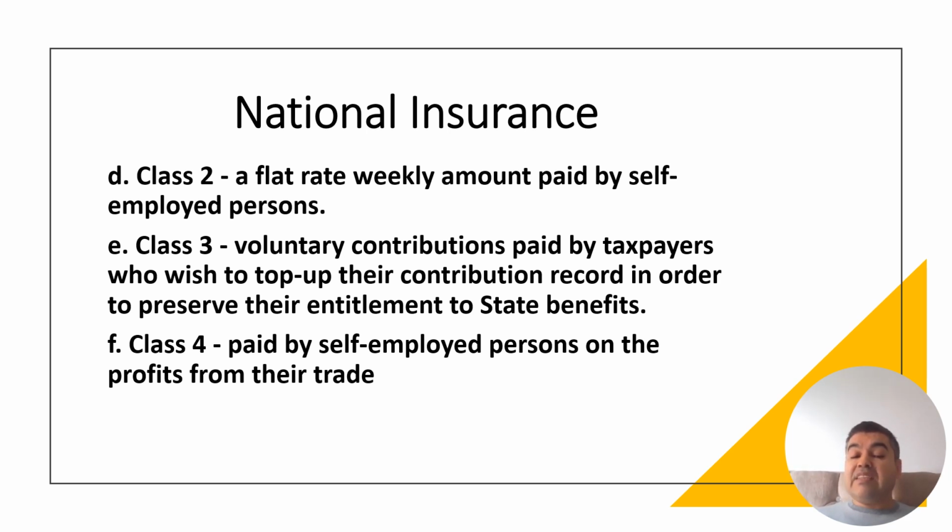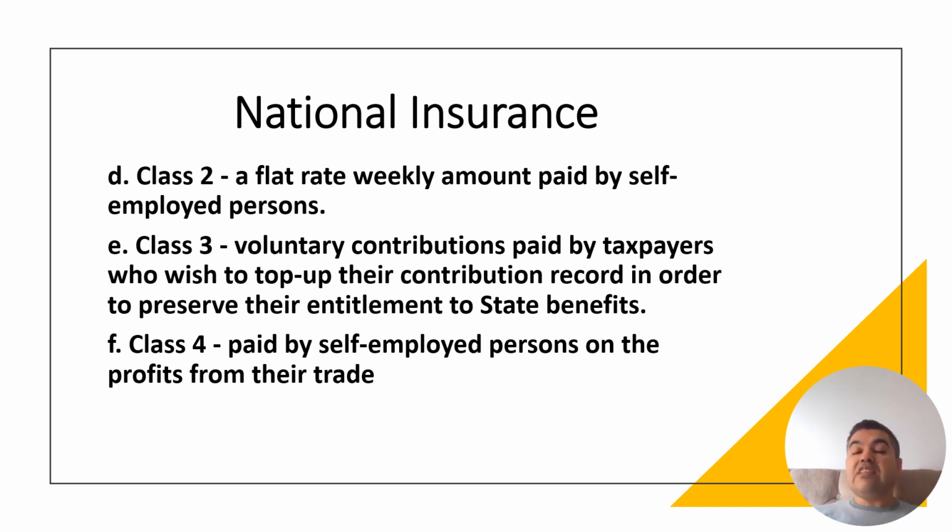Then class 3 is a voluntary contribution paid by the taxpayer who wishes to top up their contribution in order to preserve their entitlement to state benefit. Once you log in with your government gateway and password, you can see how much gap you have with the national insurance payment. So you can call HMRC and pay voluntary national insurance. The benefit is that it will preserve your entitlement to the state benefits.